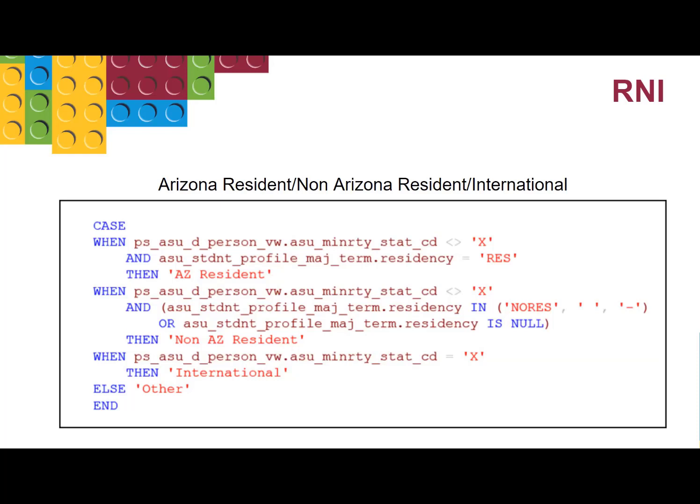So the next one is abbreviated as RNI, but that's basically Arizona resident, non-Arizona resident, or international. First, the formula identifies students with a minority status not equal to X and a residency of RES, and those are Arizona residents. Then it looks at students who, again, don't have a minority status of X and a residency equal to no res. Those are non-Arizona residents. And then finally, those that do have a minority status of X is international.